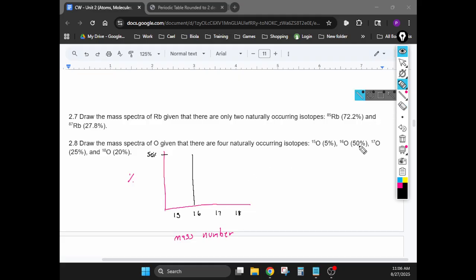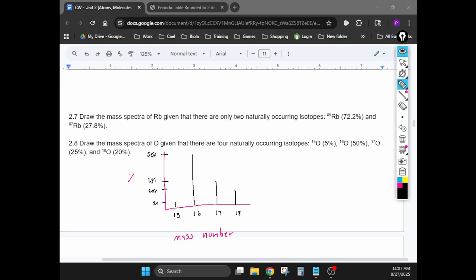Okay, so for example, the next highest one will be 25. 25 is half of 50, right? So for the next one, you can just put it around half and then write 25%. And just make sure that oxygen 17 goes to 25. Okay. Oxygen 18 is 20, so just under 25 somewhere, and just label it 20. And then just make sure that 18 is shorter than the 17. And then 5 is going to be the shortest, so just make a small line, 5%.